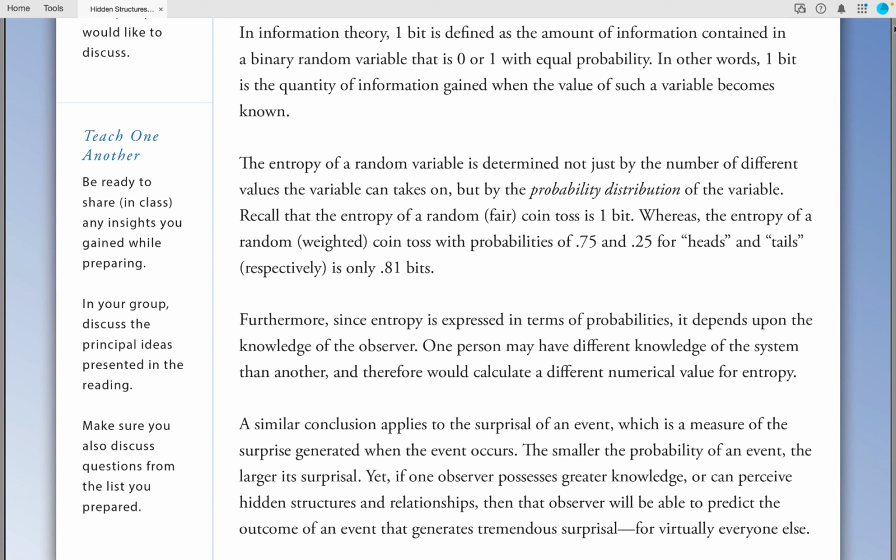Furthermore, since entropy is expressed in terms of probabilities, it depends upon the knowledge of the observer. One person may have different knowledge of the system than another, and therefore would calculate a different numerical value for entropy. A similar conclusion applies to the surprisal of an event, which is a measure of the surprise generated when the event occurs. The smaller the probability of an event, the larger its surprisal. Yet, if one observer possesses greater knowledge or can perceive hidden structures and relationships, then that observer will be able to predict the outcome of an event that generates tremendous surprisal for virtually everyone else.